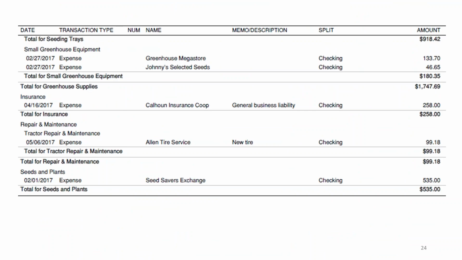This is an example of what that spreadsheet equivalent looks like if it's coming out of a financial accounting software program like QuickBooks.